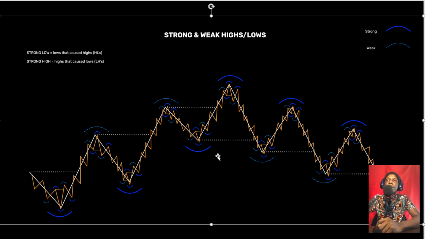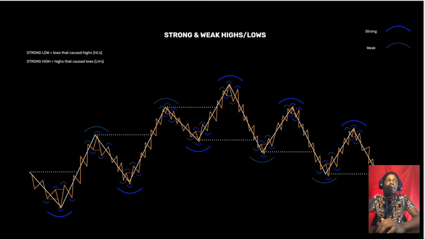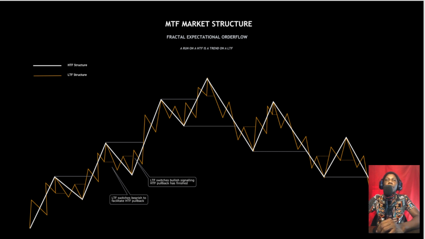Basically that's the basic understanding behind price action. Understanding where the lows and highs are, and where the strong areas and weak areas are, is what helps us. You will see that the lower time frame switches bearish to facilitate higher time frame pullbacks, so it's always signaling higher time frame pullbacks. You would also see that the lower time frame switches bullish to signal the higher time frame pullback has finished. Now we're starting with the real direction that we've been looking for.